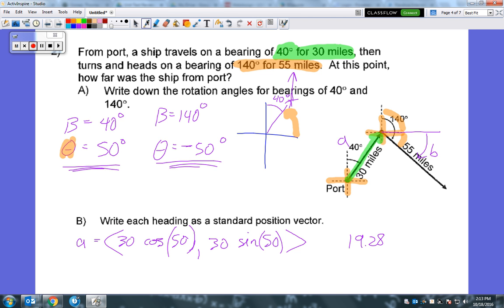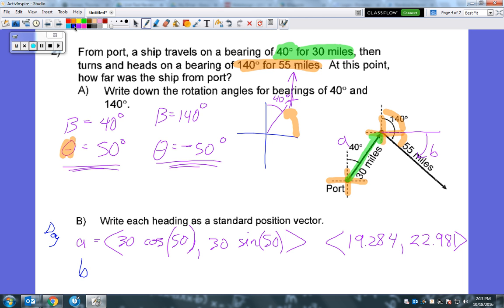This will give me the numbers, which is approximately what, those of you handy with the calculator? 19.284. Okay, and then the other one? Anybody? 22.981. Thank you, guys.